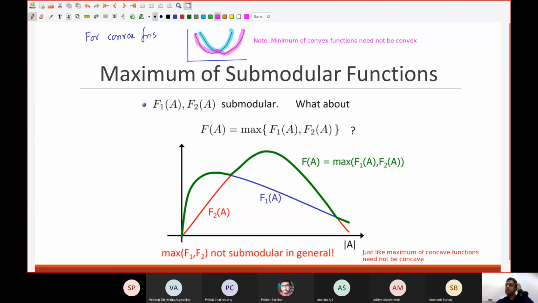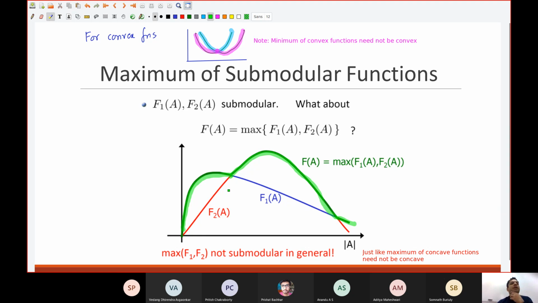So the maximum of submodular functions, like concave functions, doesn't appear to be submodular, right? If you take the max here, that's what we have shown. Take this part in green. It doesn't appear to be submodular. The diminishing returns is lost. It goes up and then down again, then up. It's not always shaped downwards. Sometimes it gets shaped upwards.